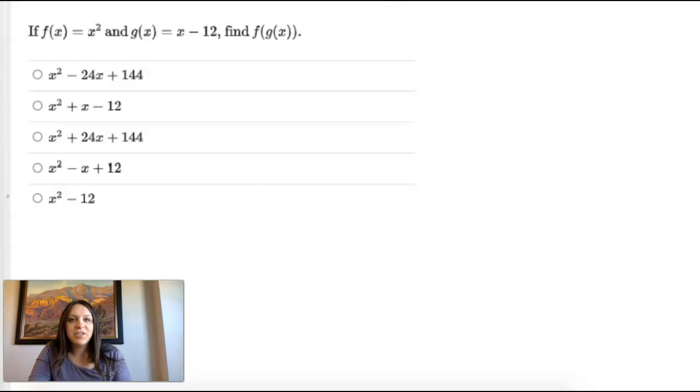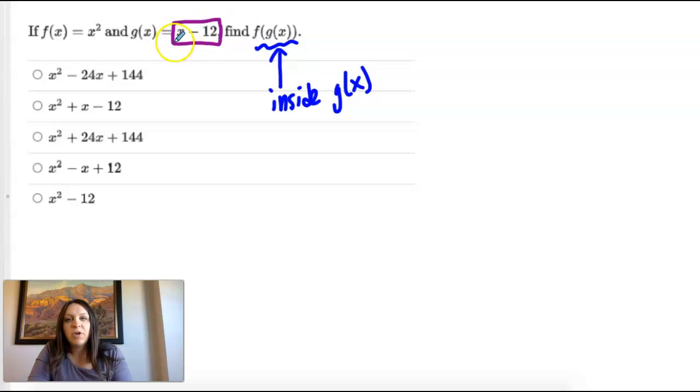Hi guys, in this section we're going to work on composition of functions. So when we have a composition, we're putting one function inside of another function. So the inside is g of x. So we're putting g of x inside f of x. So I'm going to take my entire function of g of x, which is x minus 12, and I'm going to replace it for x in f of x.